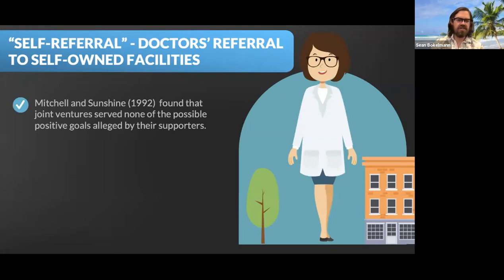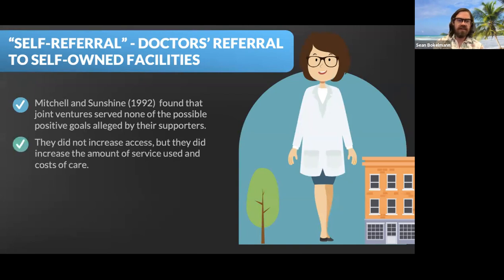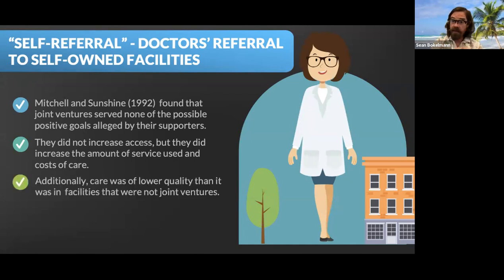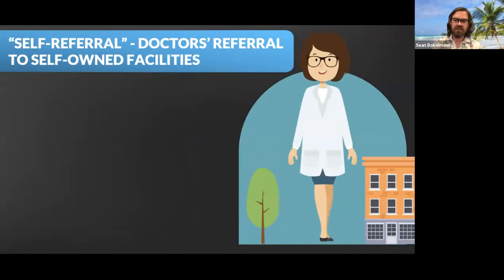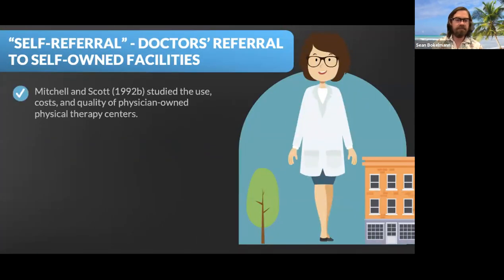Another study, Mitchell and Sunshine, found that joint ventures served none of the possible positive goals alleged by their supporters. So they did not increase access. They did not increase the amount of quality, but they did increase the amount of services used as well as the cost of care. So pretty much the same findings as the last study. And on top of that, quality was actually lower, not higher. So it seems like the critics might have some more firepower.